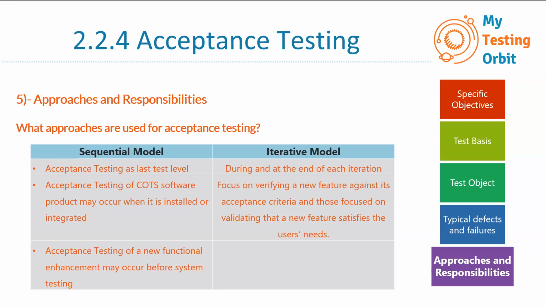Then we have the iterative model. In the iterative model, acceptance testing is done during and at the end of each iteration. In an iterative model like Agile, we have a user story, and each user story has acceptance criteria, which means when we are testing, we have our acceptance criteria in mind. So during and at the end of each iteration, acceptance testing is taken care of. Basically, throughout the iteration, we take care of acceptance testing.